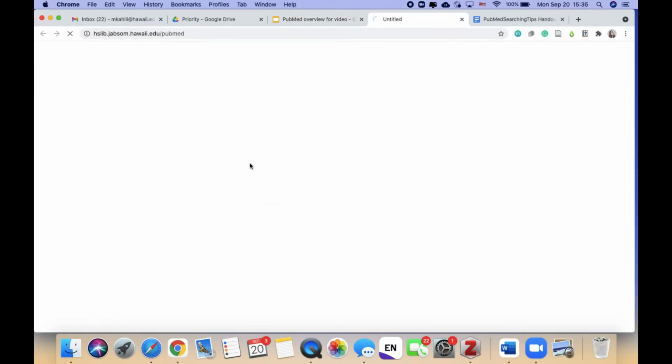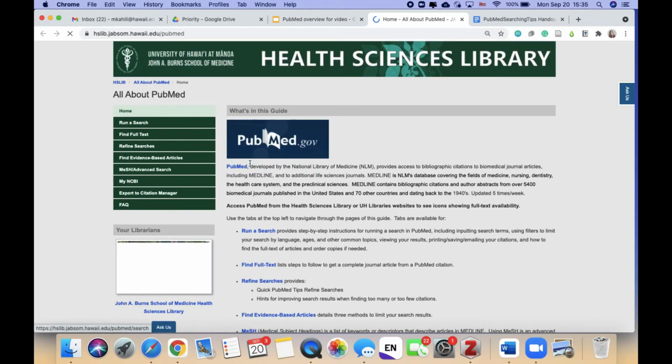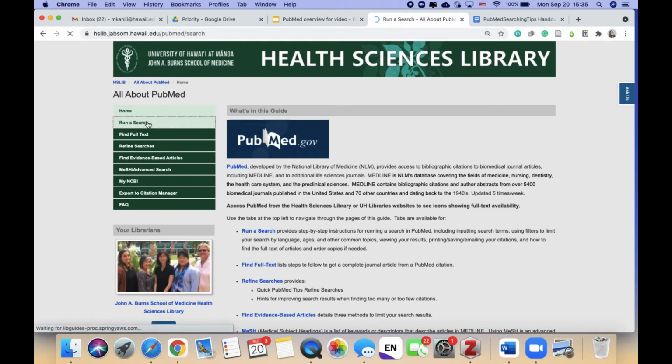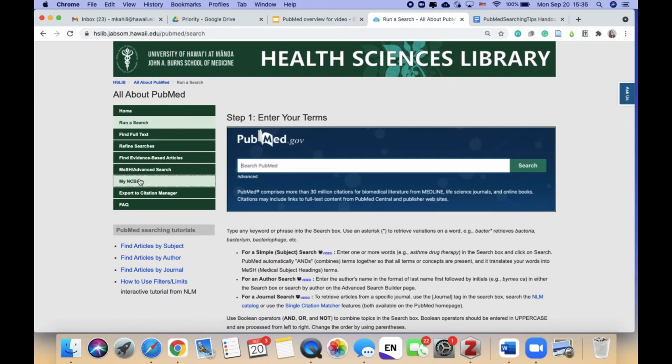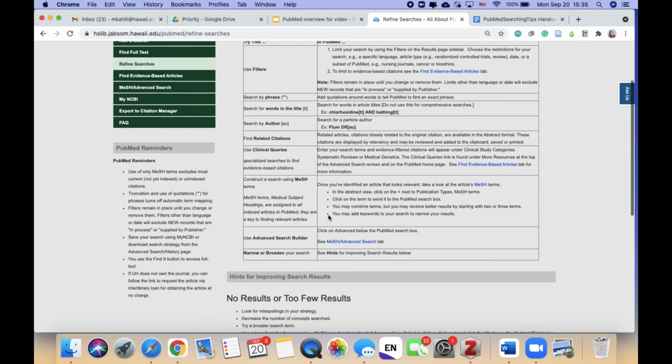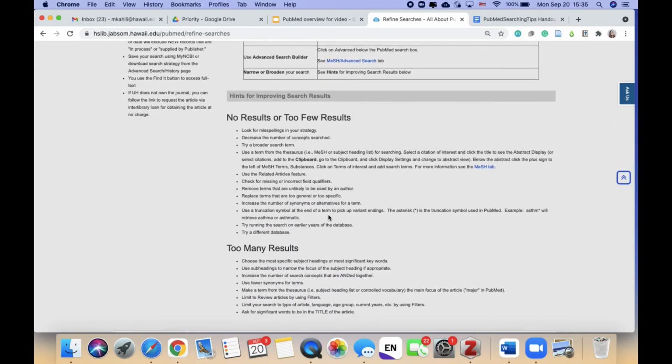And then here, this link to our PubMed guide. So you can use this as a reference if you're trying to figure out different ways of searching, if you're trying to troubleshoot a search. So there's some explanation here about when you have too many results or not enough results.